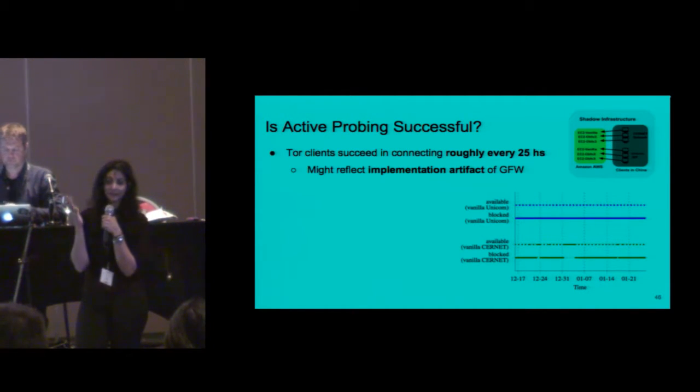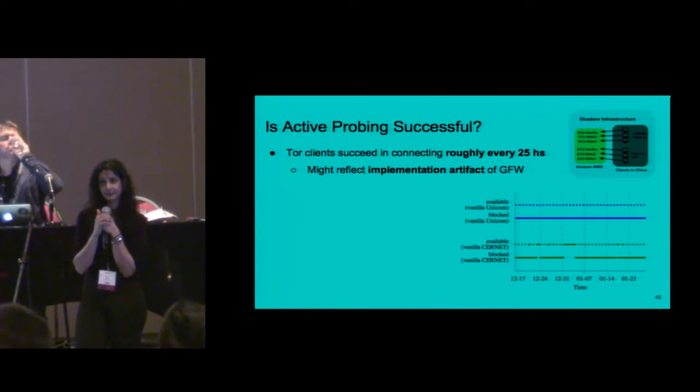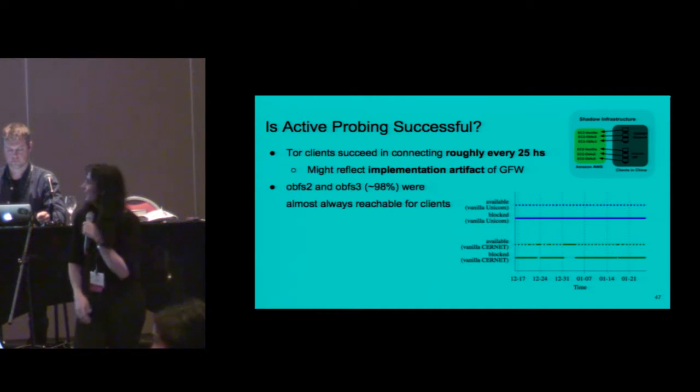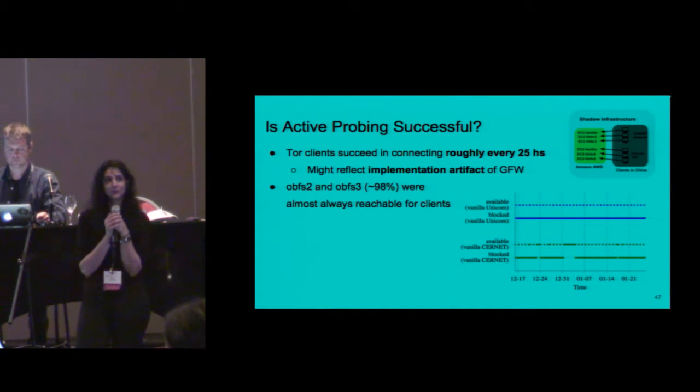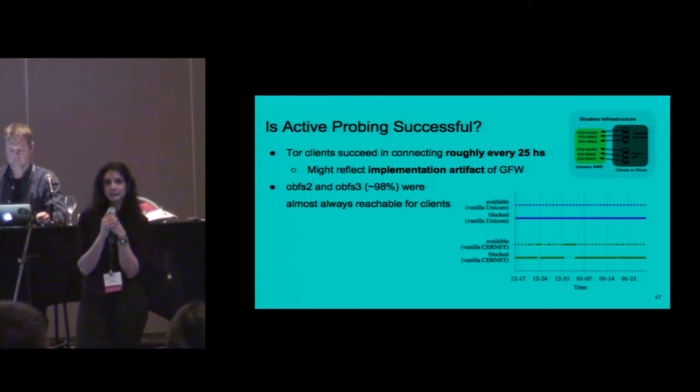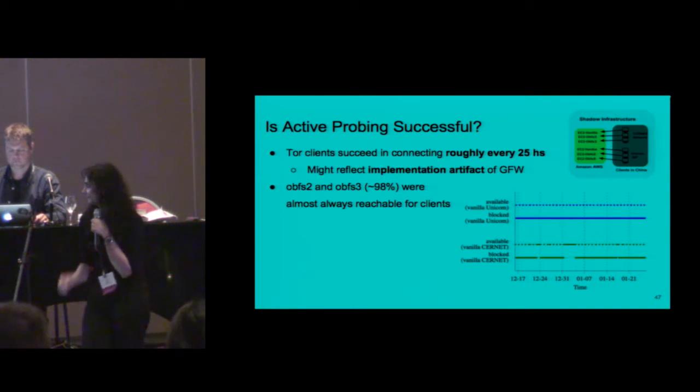We speculate that this is because they update their access list and go to fail open for a short time, almost 30 minutes every day. So that is nice to observe. And strangely enough, we observed obfs2 and obfs3 almost always reachable. That is weird because we found evidence of the active prober showing up at our bridges. So they detect us, but for some reason, they don't yet want to block us. We don't know why that is the case.